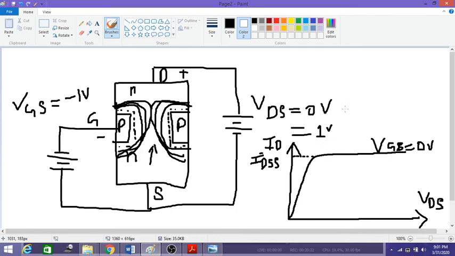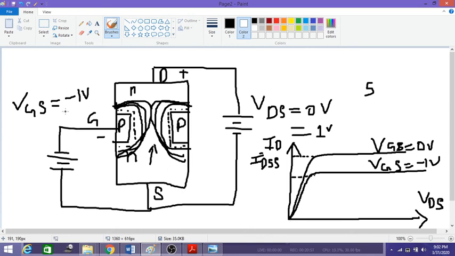So now, rather than reaching the pinch off voltage at 5 volts, we have reached the pinch off voltage at maybe 4 volts. If we draw the graph, rather than reaching pinch off at 5 volts, we reach it at 4 volts. This is because of the negative gate voltage which we applied, minus 1 volt. It means as we increase the negative gate voltage, the current reaches saturation earlier than IDSS. So this is your saturated current.